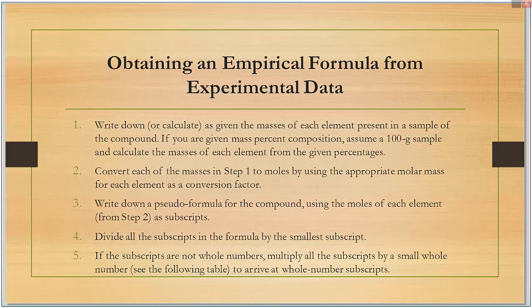Alright, so this is just basically a summary of what we've already talked about. The first step, percent to mass, assume that there's 100 grams there. So by just changing the percentage sign to a gram sign, you've done that. Convert each of the masses to the moles by using the molar mass. Then you're going to divide by the smallest number, so that way you can get whole numbers. And then you're going to multiply. Step 4 gives you the ratio. Step 5 gives you the whole numbers.